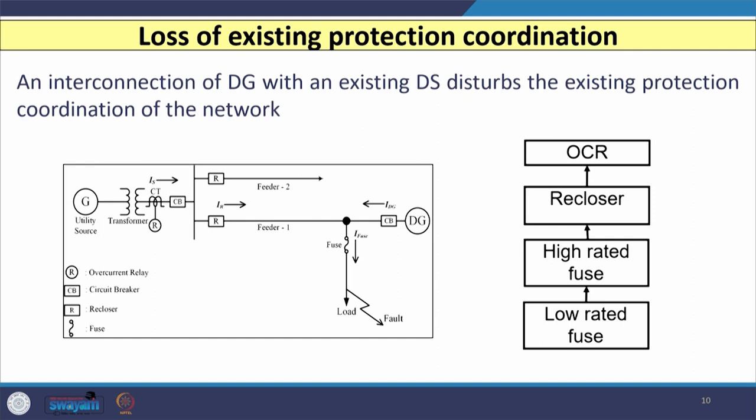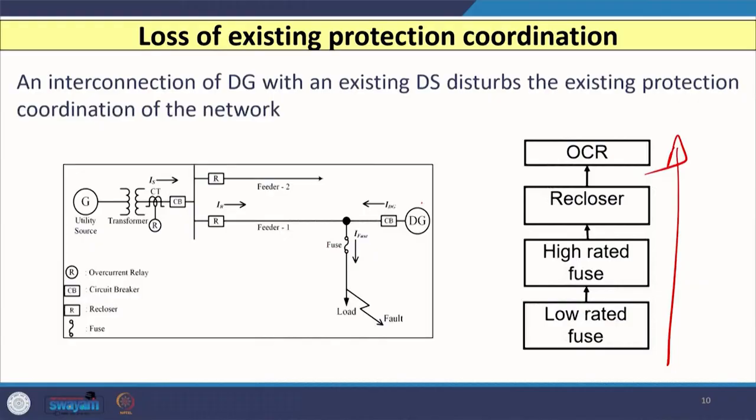So, when we consider the same network, again we need to follow the hierarchy, that is of the low rated fuse to high rated fuse to reclosers and to the overcurrent relays. But this is only possible when there is no interconnection of distributed generators or distributed energy resources into the distribution network. As and when there is an interconnection of distributed generators into the radial network, then this whole fuse saving concept is disturbed. Let us see how this is disturbed and how it is going to work.